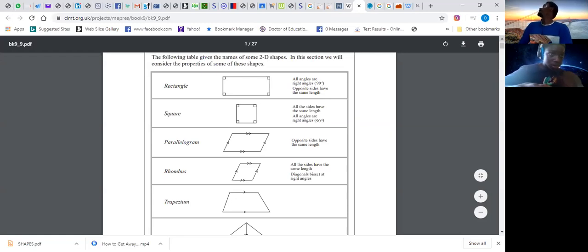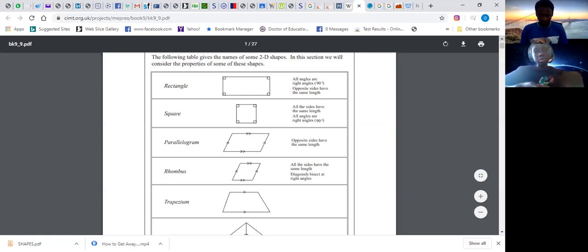What else? And that's all. Okay, also note that opposite sides are parallel to each other. Opposite sides are parallel to each other. Okay? They are parallel lines. Okay? Now the next one is the square. So what can you tell me about the square?